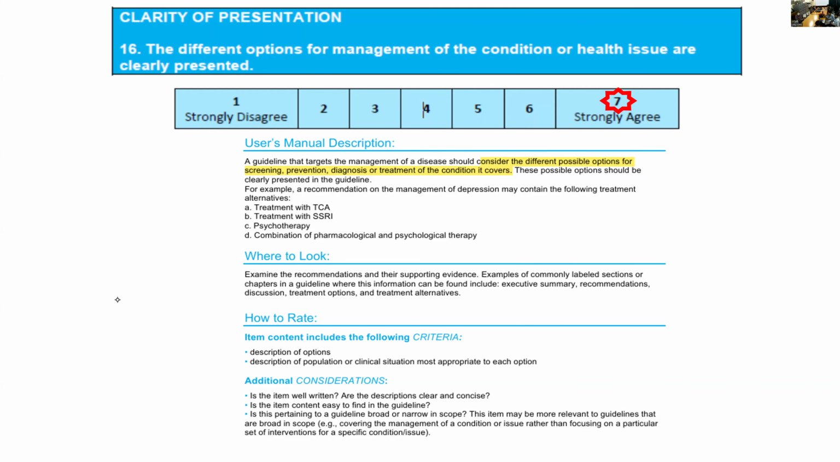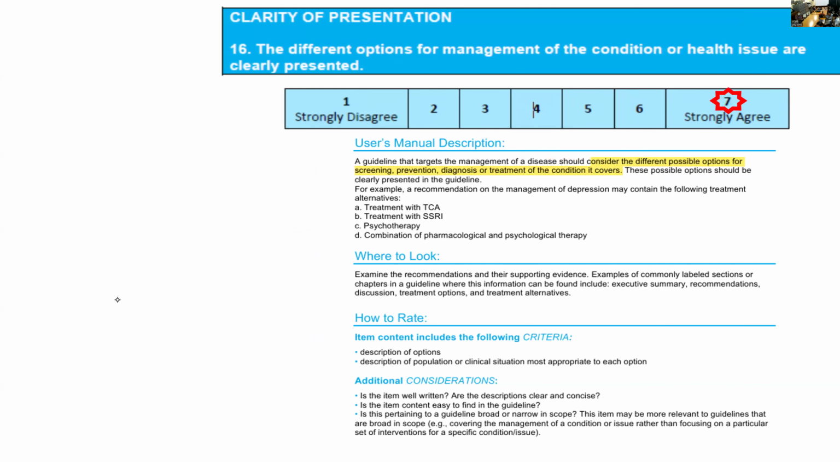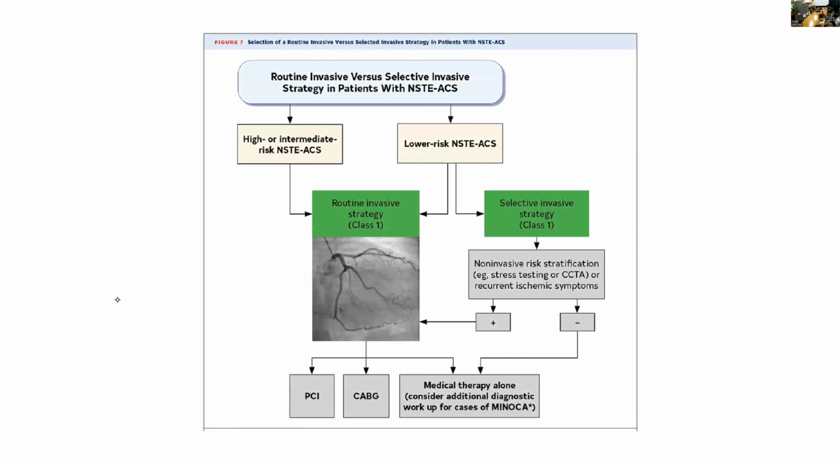So they had looked at antiplatelet therapy across different groups. They had looked at different strategies for revascularization. So I had given them a 7. So this is just an example to show how they're given.